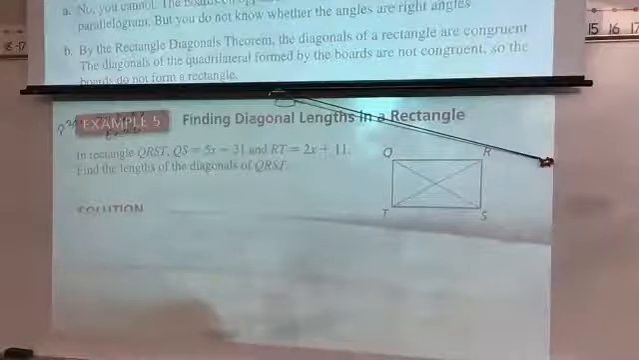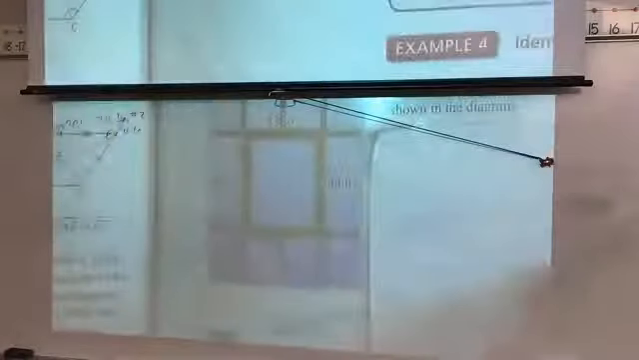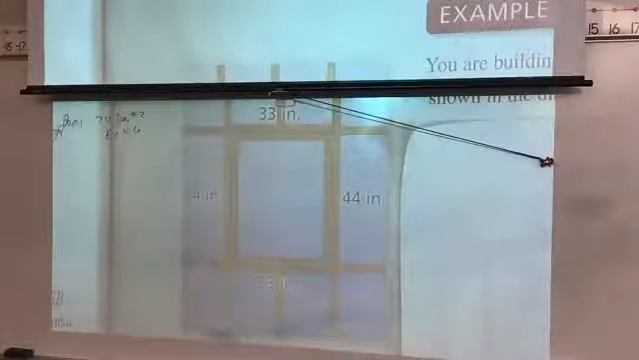Other one that we want to look at. So here's our building apparatus that we're doing here. We're trying to build a window, okay? A frame for a window. And it tells us, because you can't see it, it says you're building a frame for a window. The window will be installed in the opening shown in the diagram. Okay, so it's going to be put in that opening. The opening must be a rectangle. Given the measurements in the diagram, can we assume that this is a rectangle?